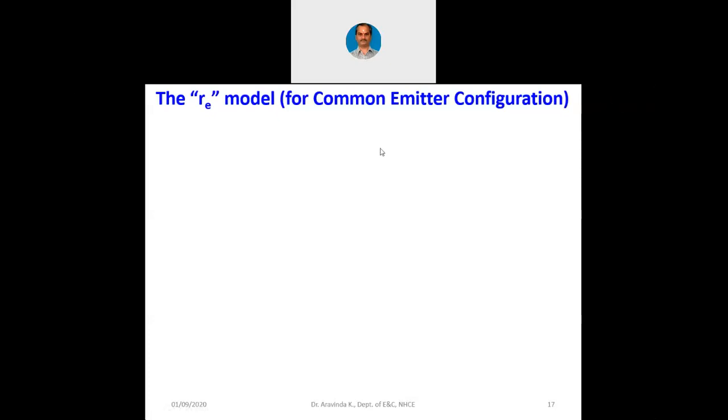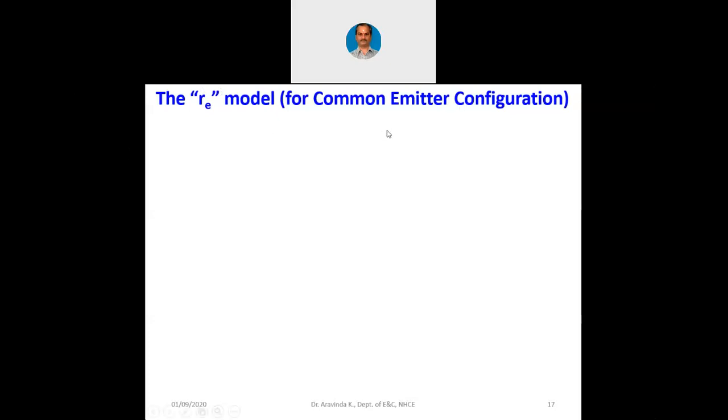There, Malvino specifically uses a symbol Re dash just to indicate that it is the internal resistance of the emitter, whereas Boylestad simply calls it Re itself because it's the dynamic resistance of the emitter. So there are different styles in different books, but it is one and the same.